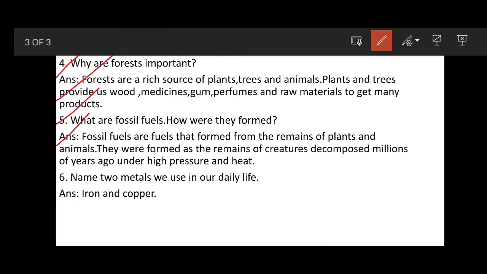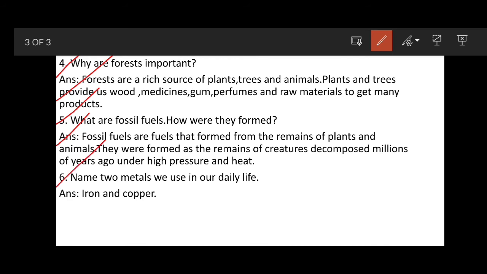And how were fossil fuels formed? They were formed from the remains of creatures. It means millions of years ago, the plants and animals were buried under the earth. The remains of creatures, that is plants and animals, got decomposed under the earth millions of years ago due to high pressure and heat. So in this way, fossil fuels were formed.